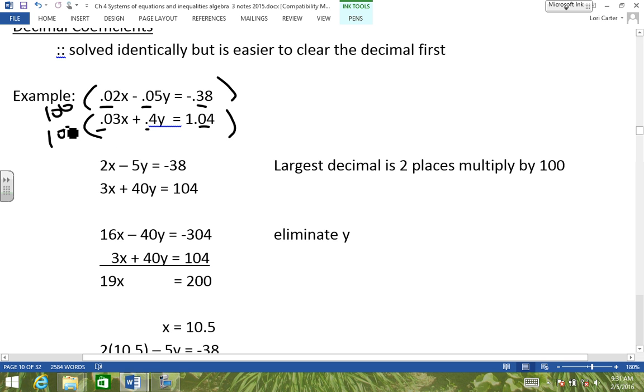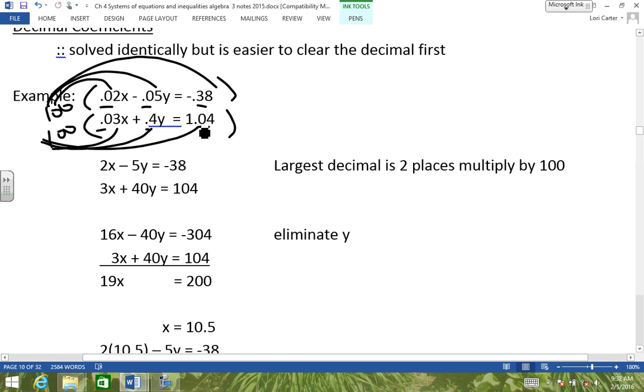So it goes away. Because 0.02 times 100 is 2. 0.05 times 100 is 5. -38. Everybody there? 340. Don't mess it up. 104. Now you're at the exact same thing we did before.